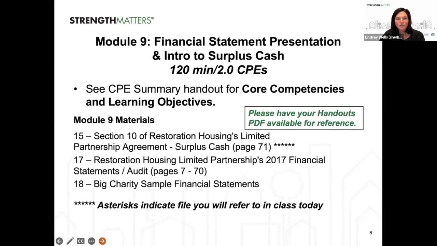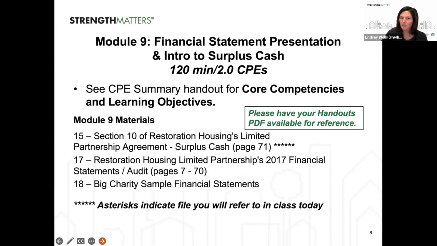In the chat, I've shared the usual materials link, the same one we've been using throughout the sessions. Today, we will need to refer to number 15, which I'm pretty sure is a PDF of the limited partnership agreement, and specifically the surplus cash section on page 71 is where we'll be focusing. Also helpful related to this session are 17 and 18, and it's noted here which pages in handout 17 are most relevant.